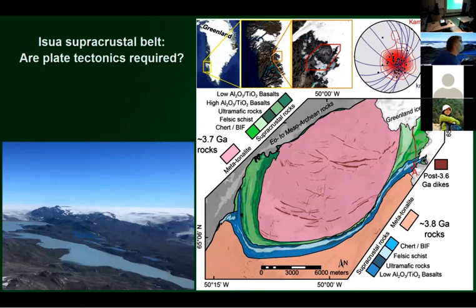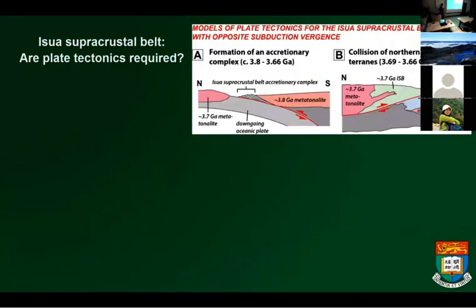So Isua is a little bit extra interesting in the sense that the other terrains have been thought to represent a certain type of dome and keel structural formation that is largely interpreted via non-plate tectonics, via some kind of stagnant lid type model, maybe with plume involvement, etc. Isua has been exclusively interpreted until some of our work this year as plate tectonic. So the two models are highly different in the sense that they have different vergence in present coordinates. And one model treats the supracrustal rocks as an accretionary prism.